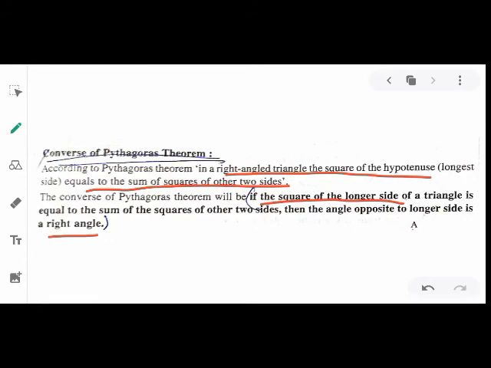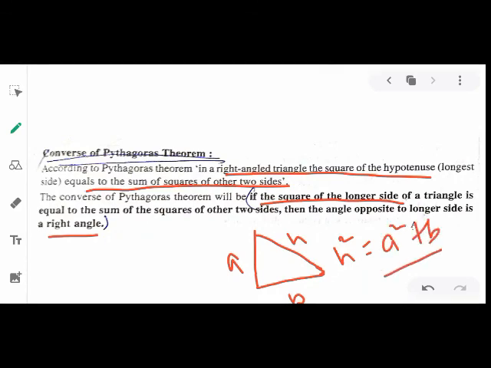Here I have drawn a triangle. This is the longer side, hypotenuse H. The square of the longer side is equal to the sum of the squares of the other two sides, this one A and this one B, that is, hypotenuse square is equal to A square plus B square. And the angle opposite to the longer side should always be a right angle.